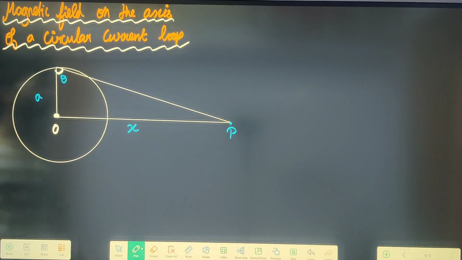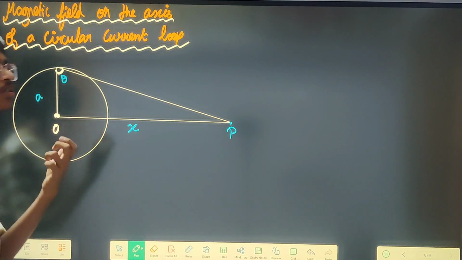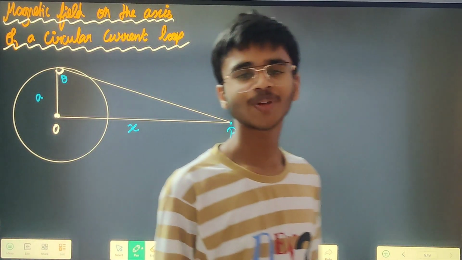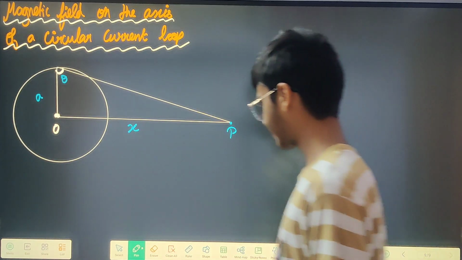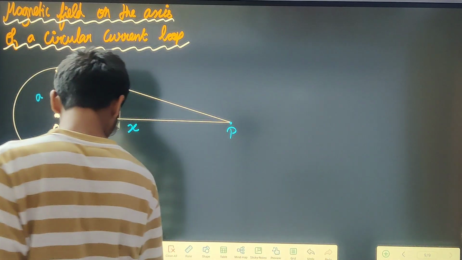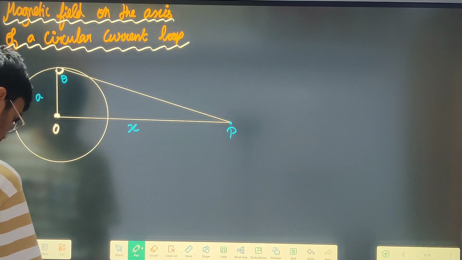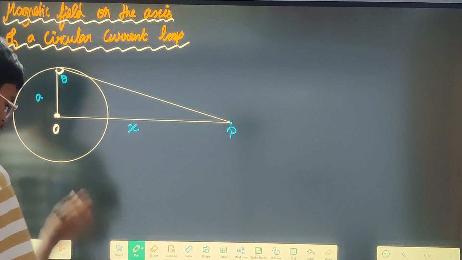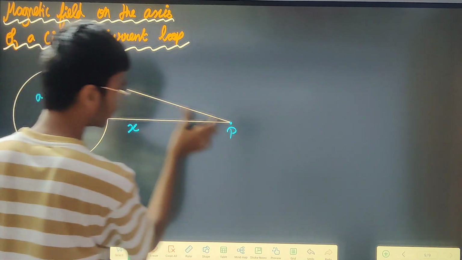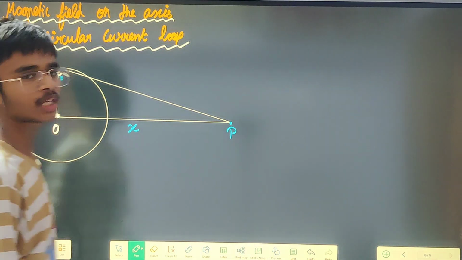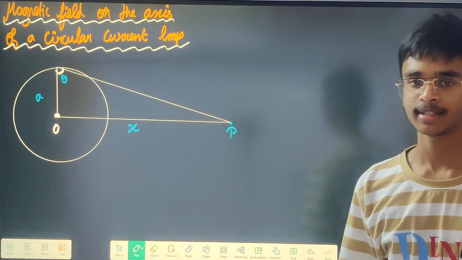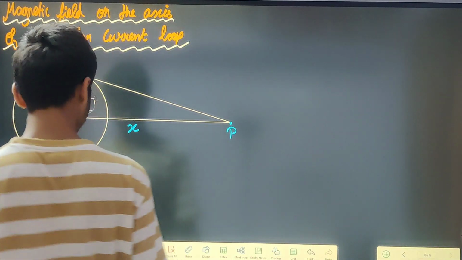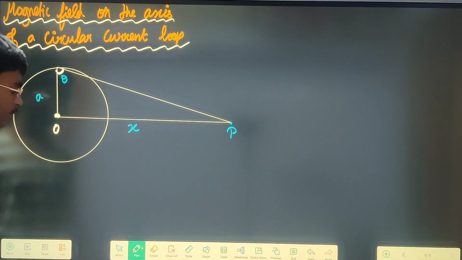One thing you have to remember: here this theta will be approximately equal to 90 degrees. Here also this theta will be approximately equal to 90 degrees. When this is approximately 90 degrees, at one point in this total expression you are going to use the Pythagoras theorem. So this is point B.